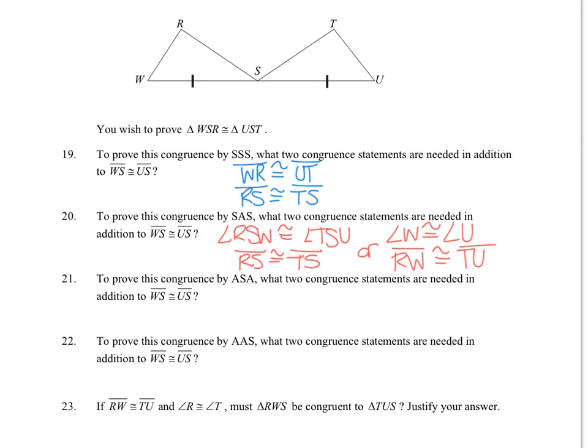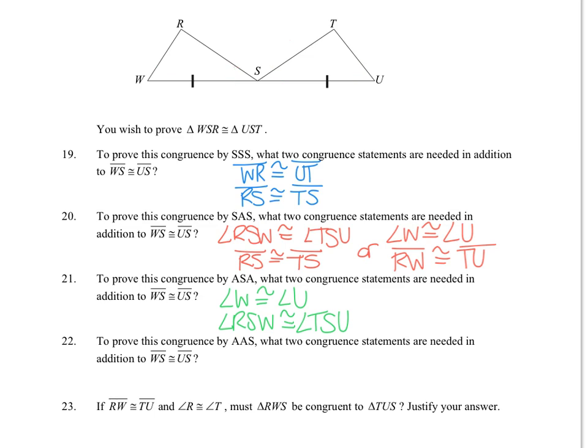Question 21 says, to prove this congruence by ASA, what two congruent statements are needed in addition to line segment WS is congruent to line segment US? Well, since we've got the side, and ASA means the side's going to be the included, we need to prove that these two sets of corresponding angles are congruent. Therefore, we need to prove that angle W is congruent to angle U, and we need to prove that angle RSW is congruent to angle TSU. If we do that, then we're good to go, and we've proven it by ASA.